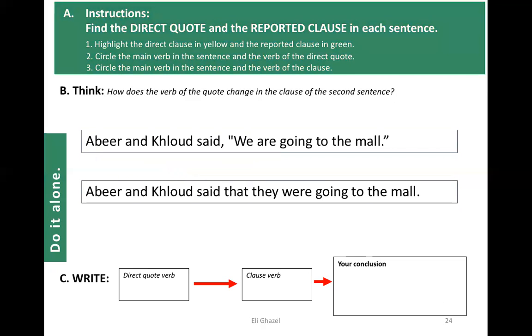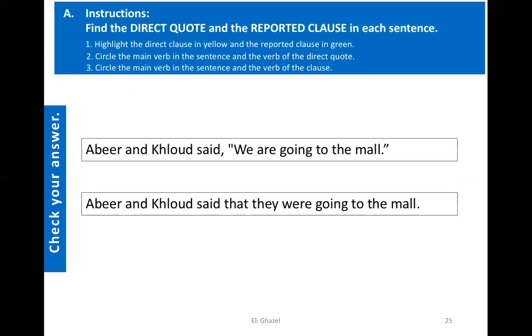Think. Do it alone. Abir and Khulud said, we're going to the mall. Abir and Khulud said that they were going to the mall. Give them some time to do it by themselves, and then check your answer. Now, always find the exact words and the reported noun clause. We are going to the mall. That they were going to the mall. If the student cannot find these two, it is going to be very difficult to move on.